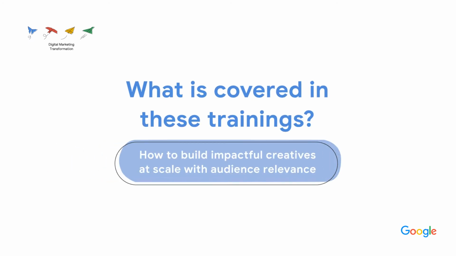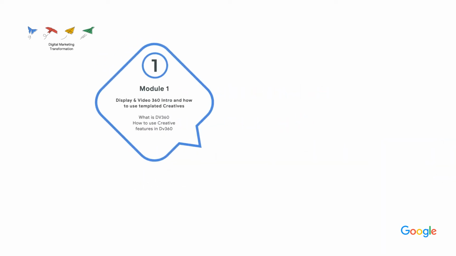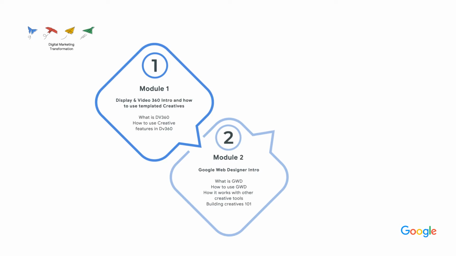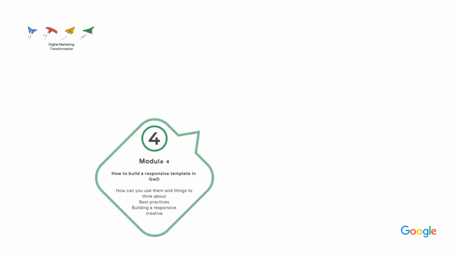But just before we get started, I want to quickly take you through the modules that we've covered so far and the modules that we'll cover going forward. In module 1, we looked at an intro to DV360 and some of the templates that are going to be used for creative. In module 2, we did a very basic intro into Google Web Designer. In module 3, we looked at the Google Web Designer components, and in module 4, we're jumping into how to build responsive ads.